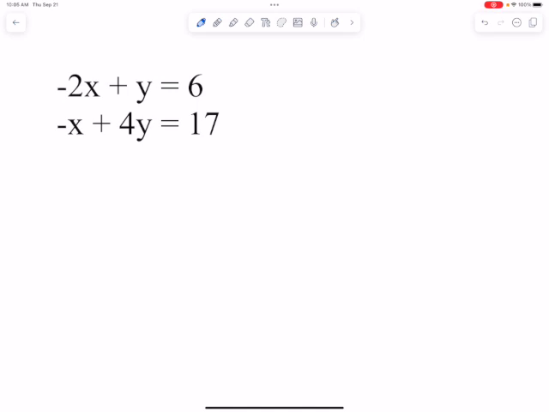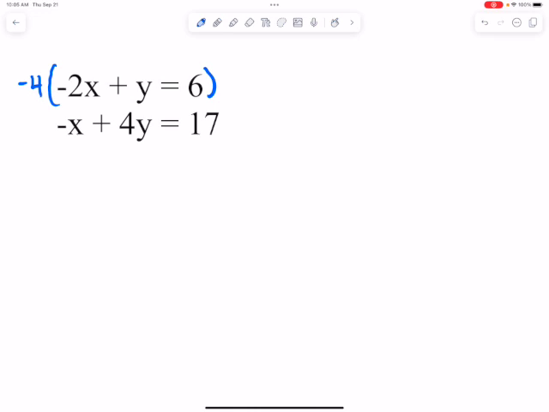In the case of this example, I take a look at the y terms. I have 1y in the first equation and 4y in the second equation. I could make those opposites if I multiplied everything in the first equation by a -4, because then I would have 4y and -4y. So I'll do that here. I'll take that first equation and multiply everything in that equation by -4.